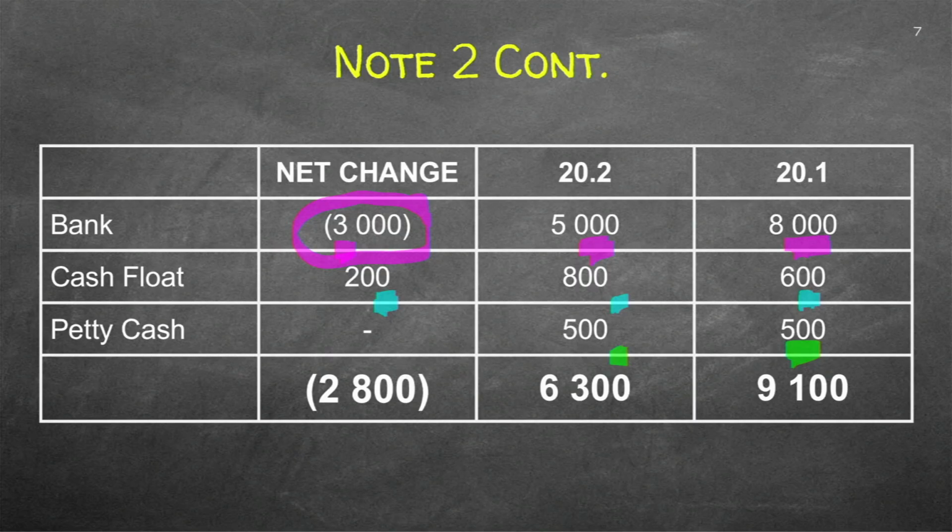If I repeat what I did in the previous slide, add up your 3 columns. This time, I had more money at the beginning of the year because I had 9,100, and at the end of the year I've only got 6,300. If your money's got less, it tells you that money must have flowed out of the business, and hence I've got 2,800 Rand here in brackets. Obviously I got the 2,800 by saying 9,100 minus 6,300 gives me 2,800.